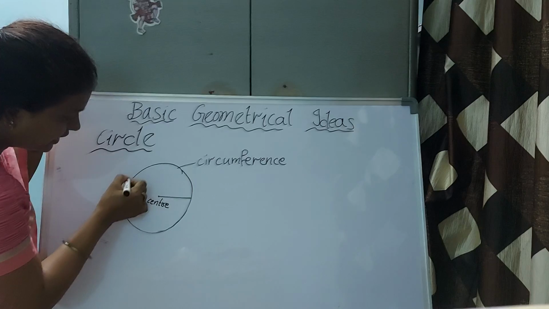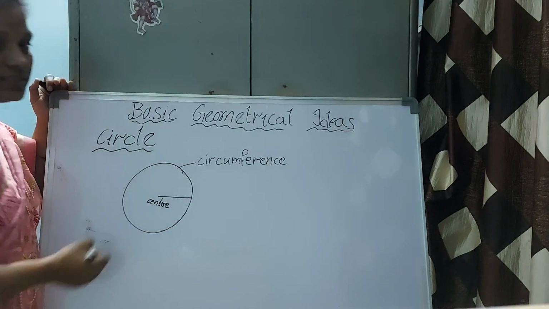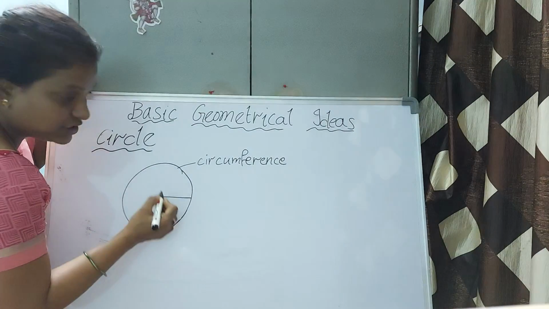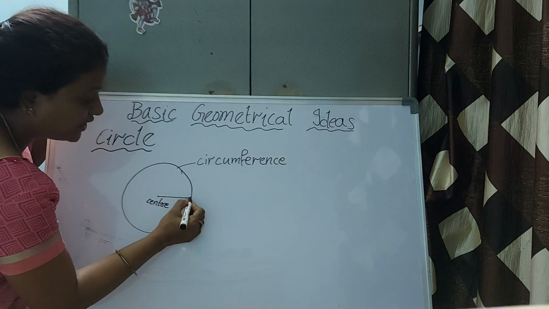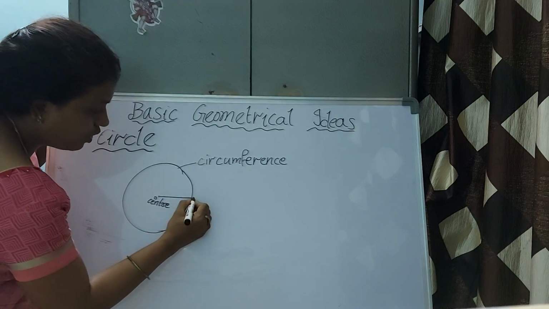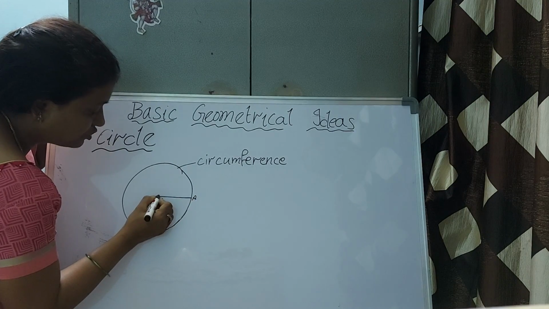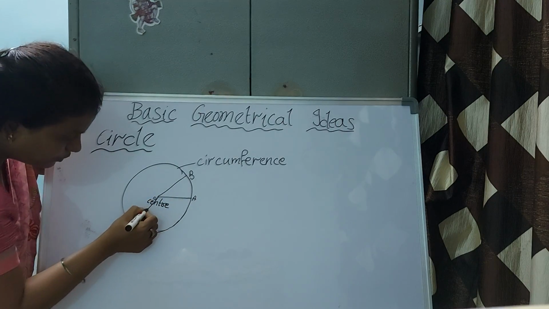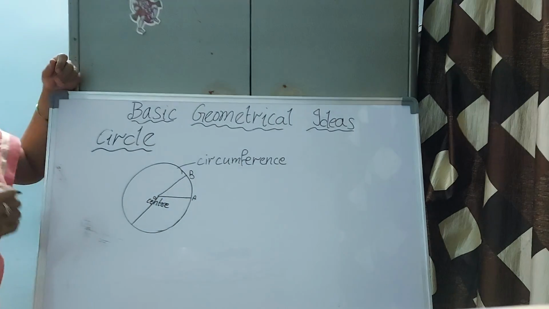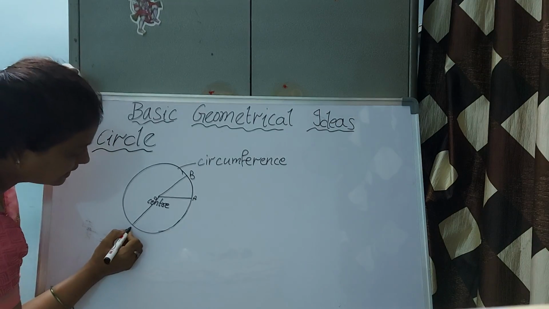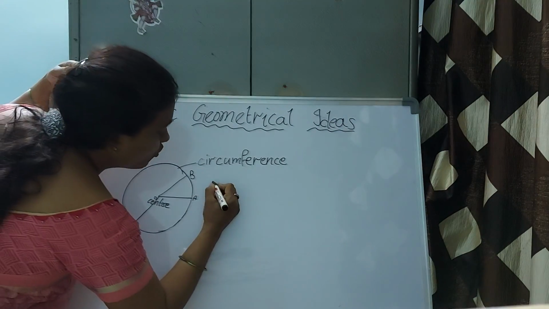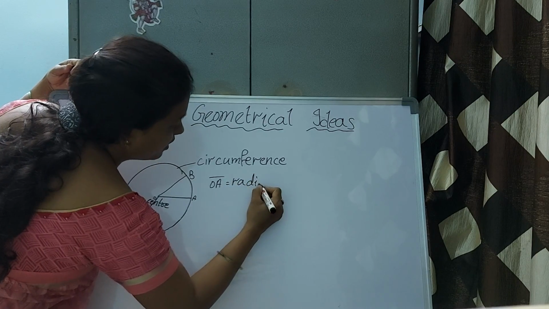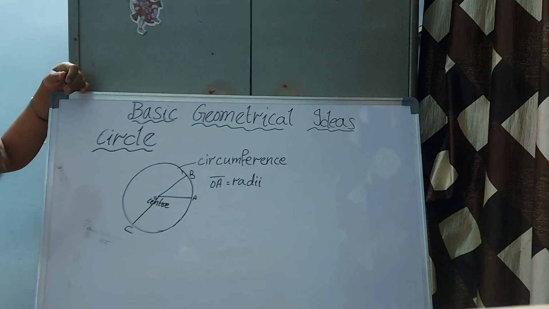The total length of this circle is known as circumference. This is the center. The distance from the center to any point on the circle, see, OA, or OB, or any other point on the circle, will always be the same, and we call it radii. OA, radii. This radii is always equal.